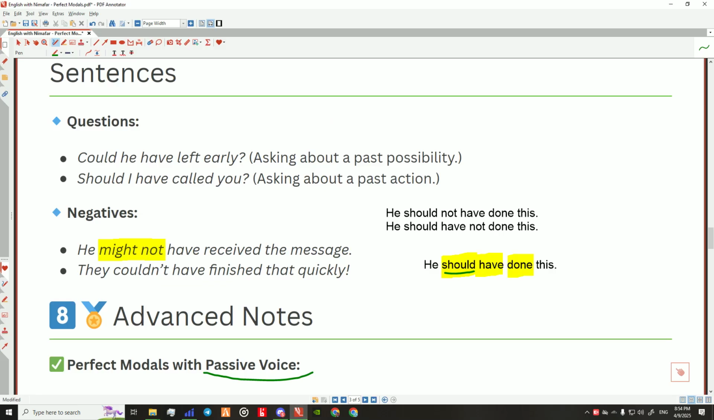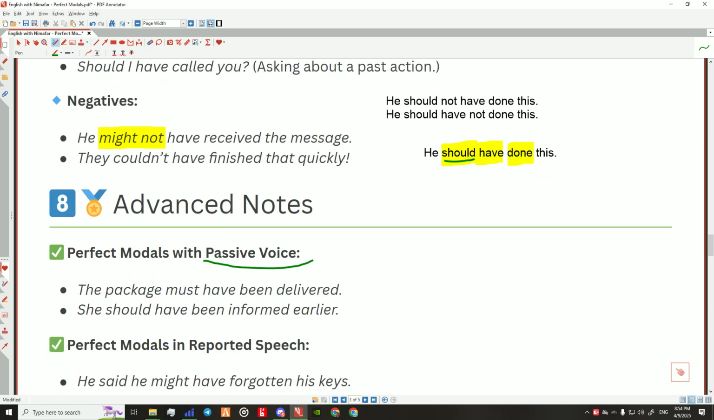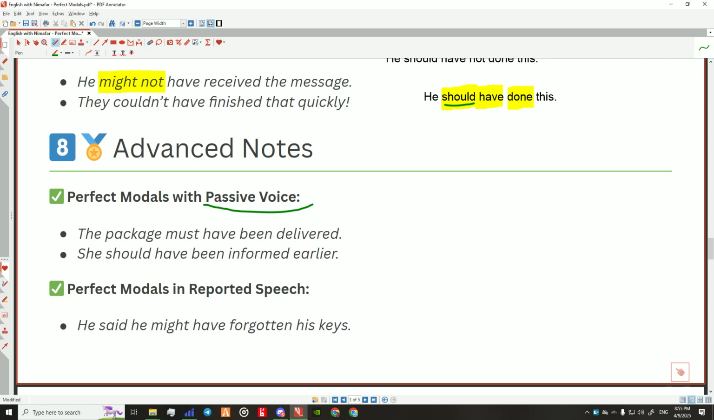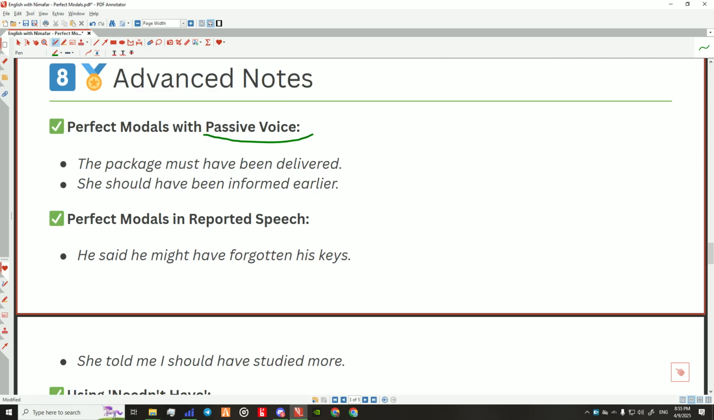Very good. Exactly. The package must have been delivered. You are sure that the package must have been delivered. Or, she should have been informed earlier. She should have been informed earlier.